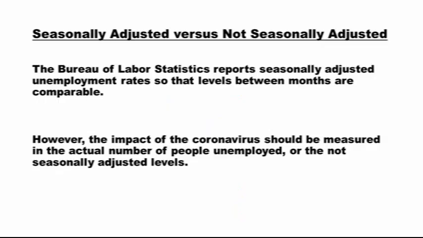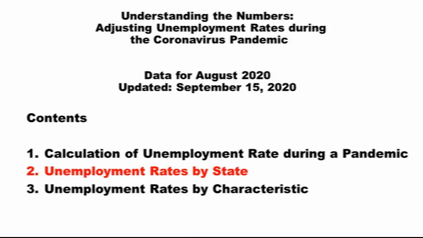In the official statistics, the Bureau of Labor Statistics uses the seasonally adjusted rate. It's not clear that that's the right measure during the pandemic. We aren't looking at usual times, so adjusting for usual seasonal variations may not be that instructive. It may be more instructive to look at the not seasonally adjusted rates. Next, let's look at the pandemic unemployment rate by state.